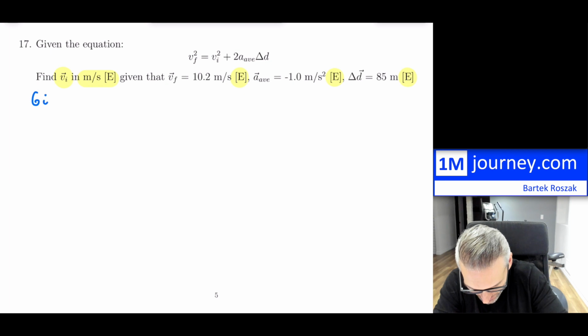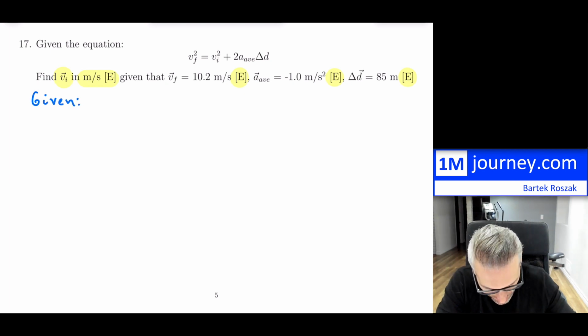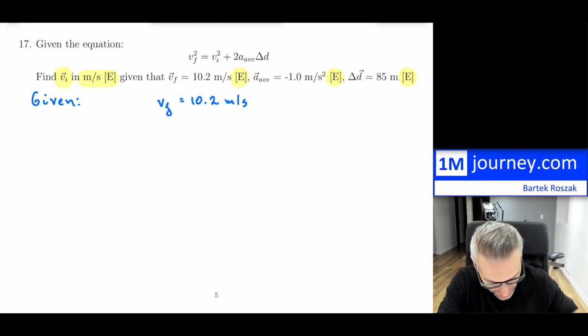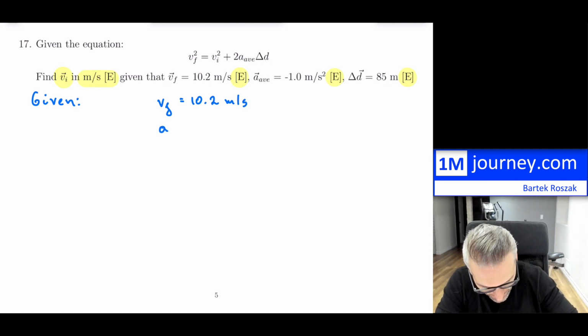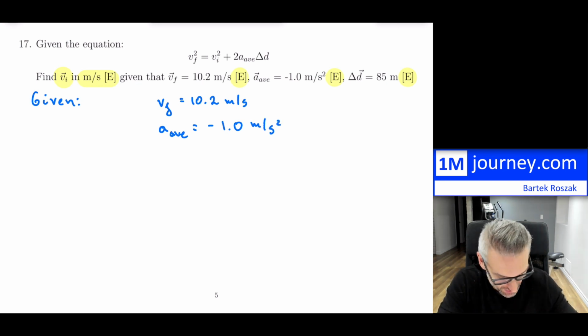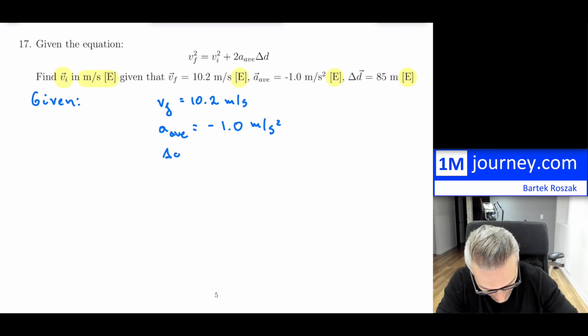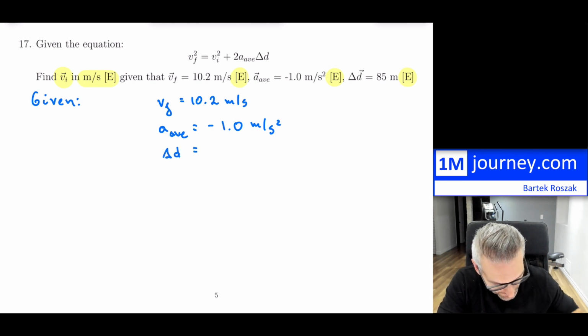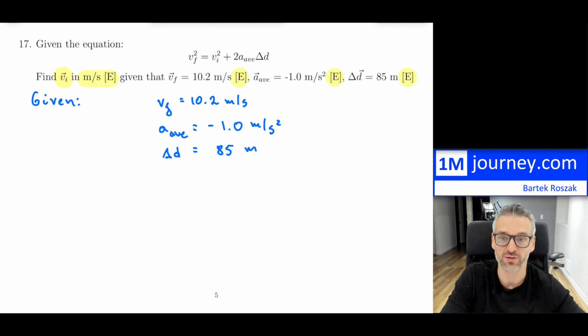Now, let's take a look and see what happens as we substitute all of these. So what do we have given? Our final speed is 10.2. Notice it's meters per second right there. I'm not going to write the directions anymore. The average acceleration is equal to negative 1.0 meters per second squared. So everything is in meters and seconds so far. And then we have the delta D, which is equal to 85 meters. So that's all consistent on the unit side.